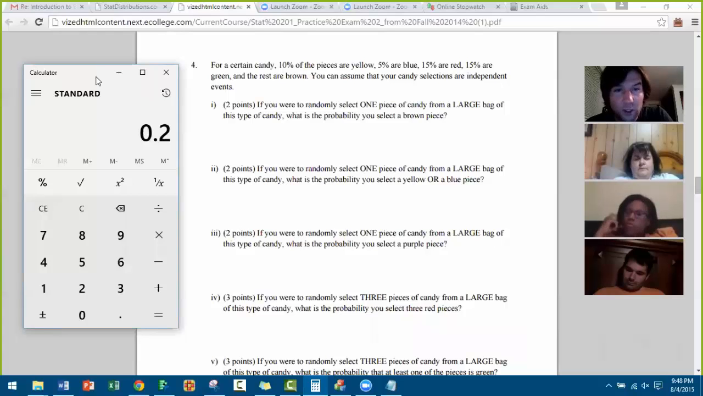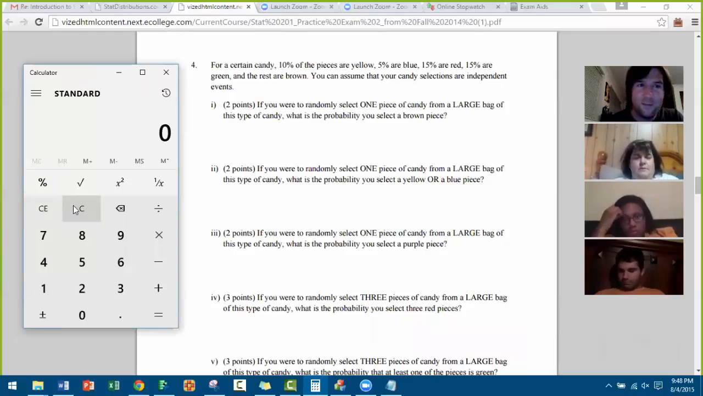If you were to select one piece of candy at random from a large bag, what is the probability you select a purple piece? This is 0. It's not there.